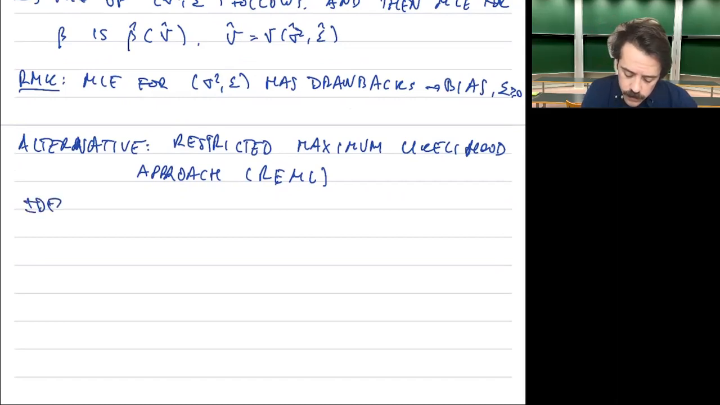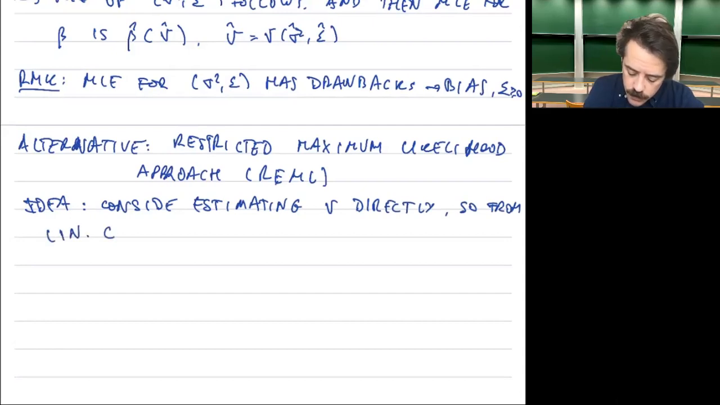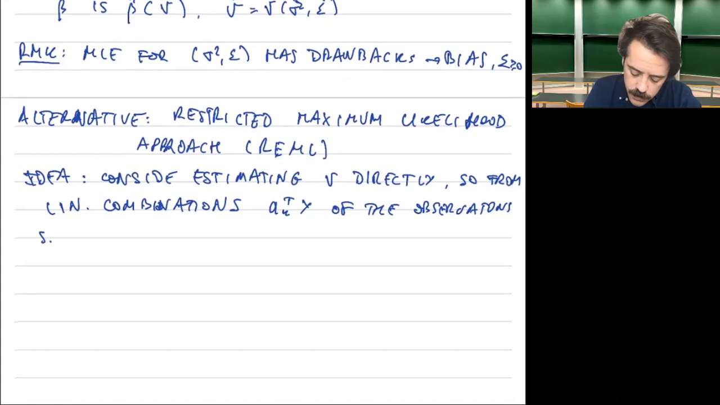Well, the idea basically is to consider estimating the V directly from linear combinations of the observations. Let me just write it and then I will comment on it. Linear combinations A_K transpose Y of the observations, such that A_K transpose times X equals 0.